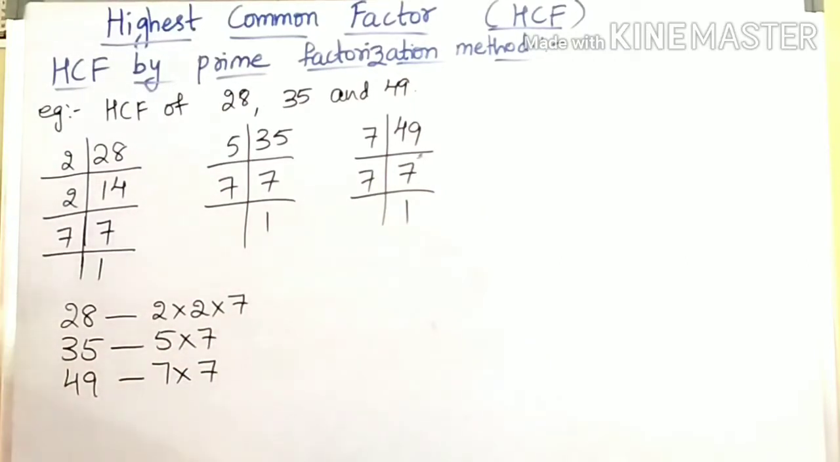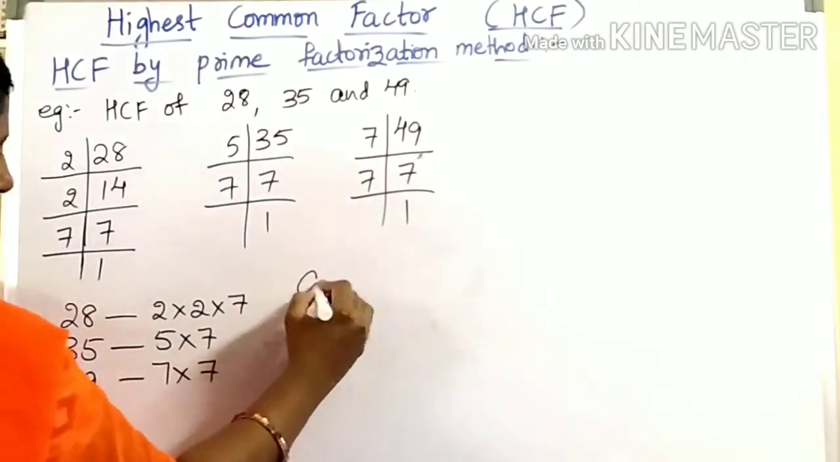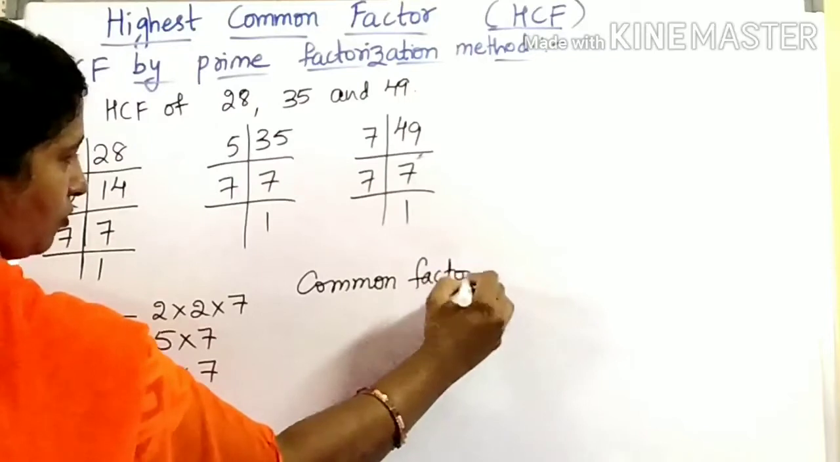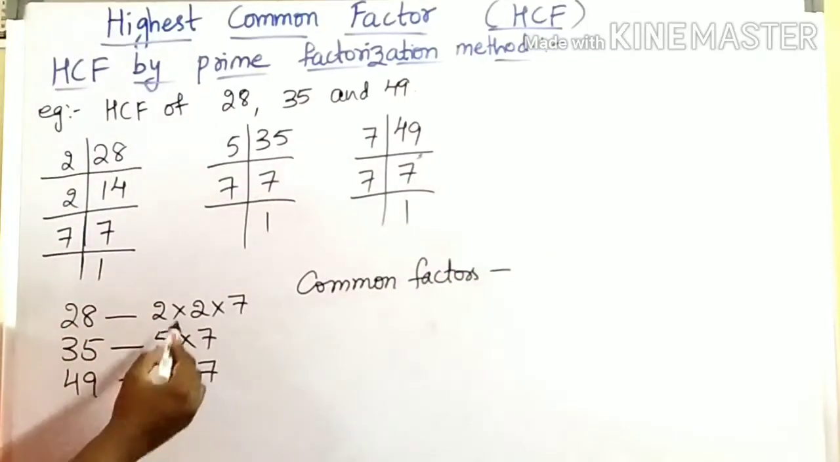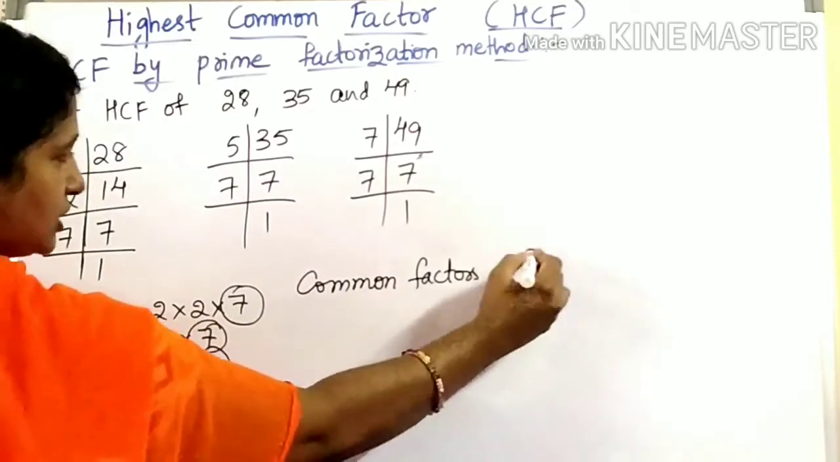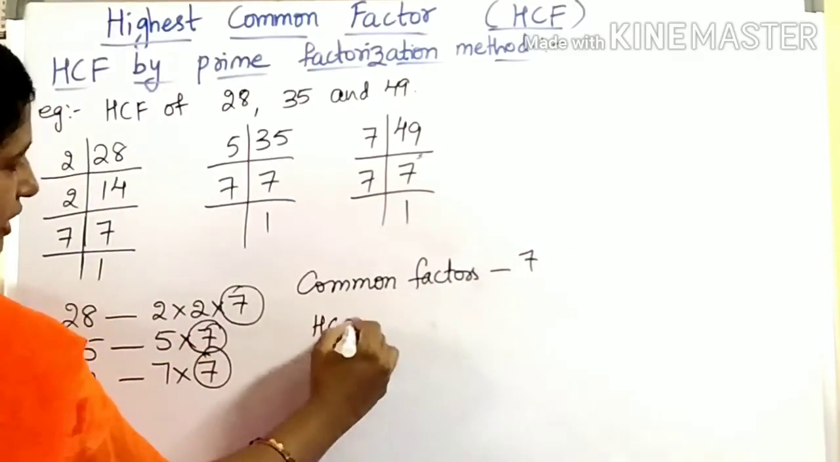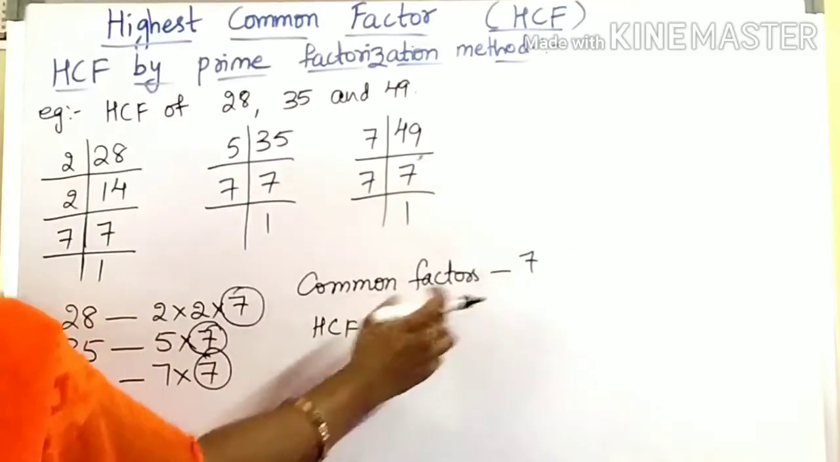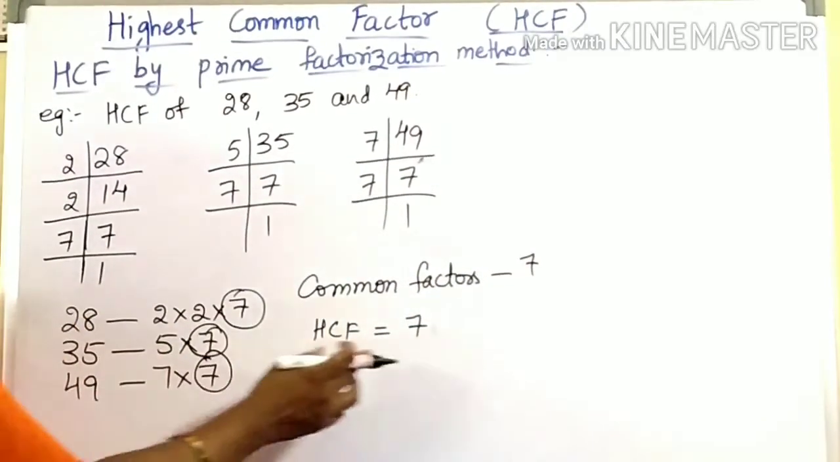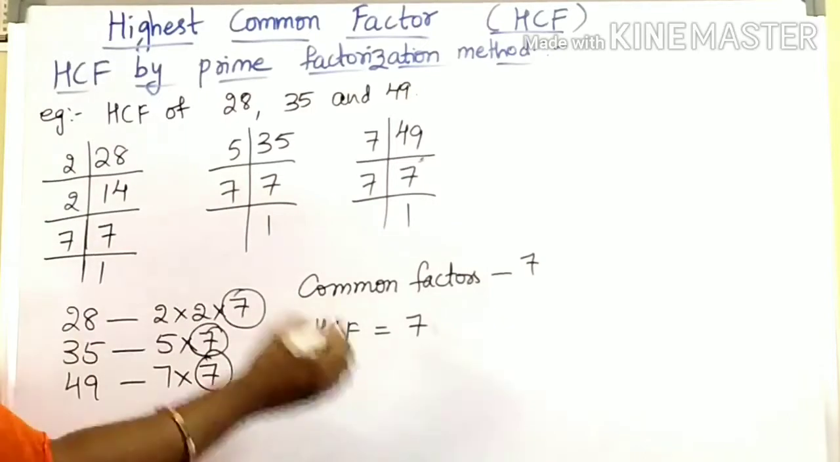So what are the common factors in this? Common factors are nothing but here only 7. So what is the HCF here? HCF is nothing but 7. Suppose if you got any other common factor, then the product of the common factors will give you the HCF. In this sum the HCF is 7.